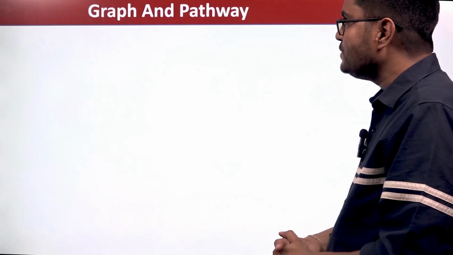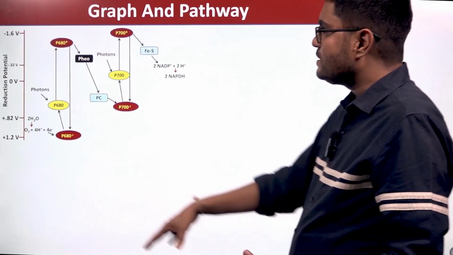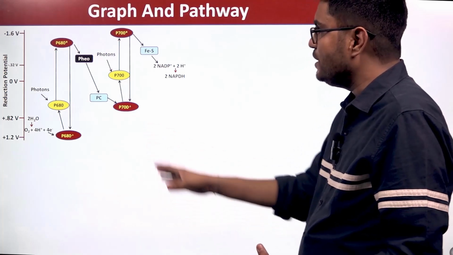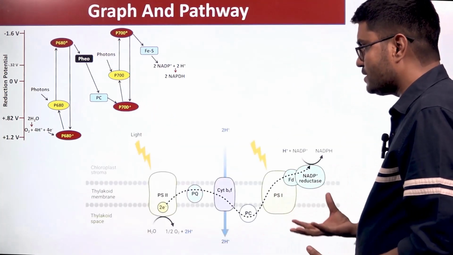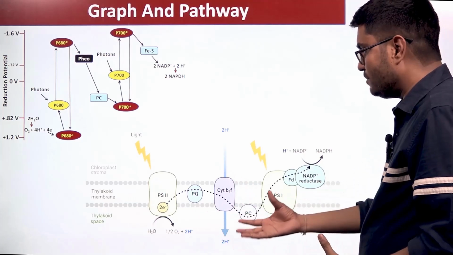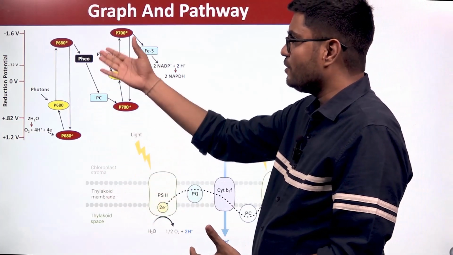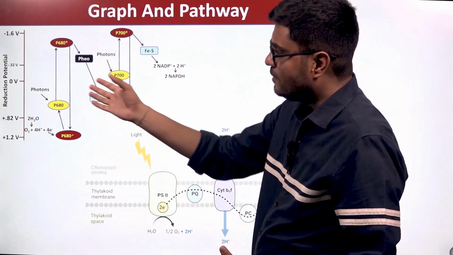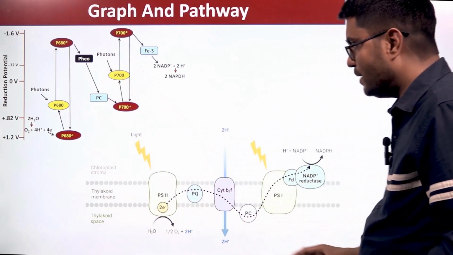But before that, I will again assert that this scheme, Z scheme, is actually a graph, and it looks like this in the biological system. So in the pathway, the molecules are not changing their position. They are changing their position according to reduction potential value in the graph itself. So there is a difference between the graph and the pathway.